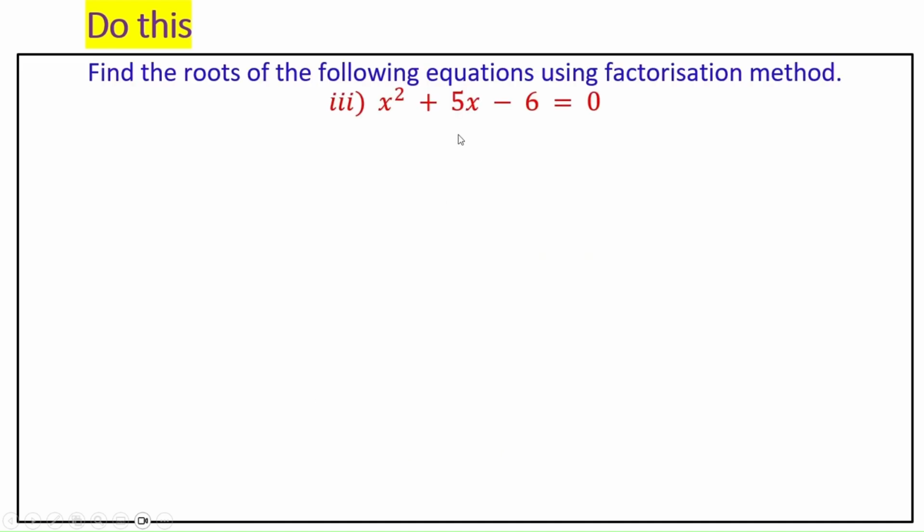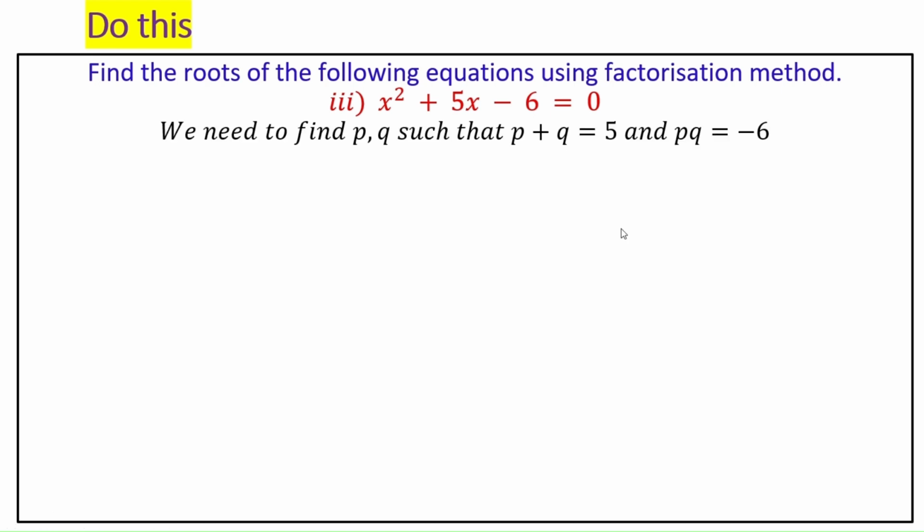x square plus 5x minus 6 equal to 0. Okay, now if you take p q as 2 comma 3, this is satisfied, but 2 into 3 is 6, not minus 6. Okay, so we should take p as 6 and q as minus 1. Then p plus q is 5, and then p into q is minus 6. Okay, so these are the values you take.